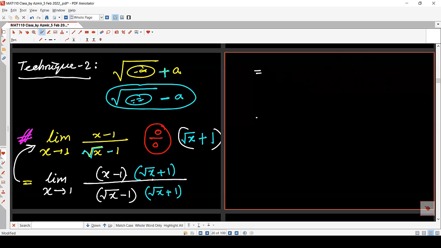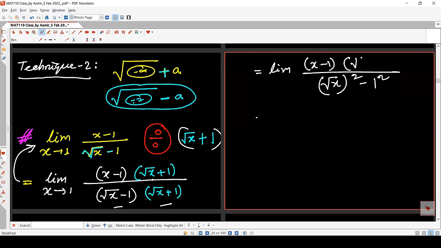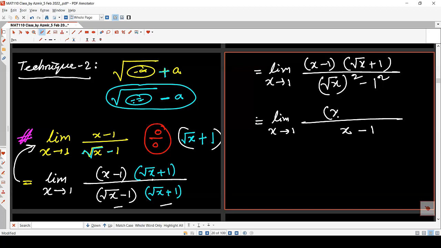So now we can see that in the denominator we have a plus b, a minus b. That means we can write the denominator as a squared minus b squared, and in the upper part we have the same thing as before. Limit x approaching to 1, we have now x, because square root of x squared is x only, x minus 1, x minus 1, square root of x plus 1.